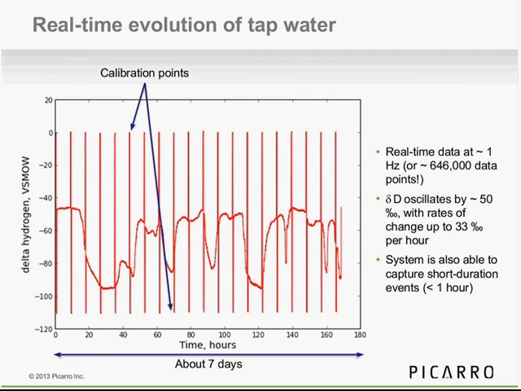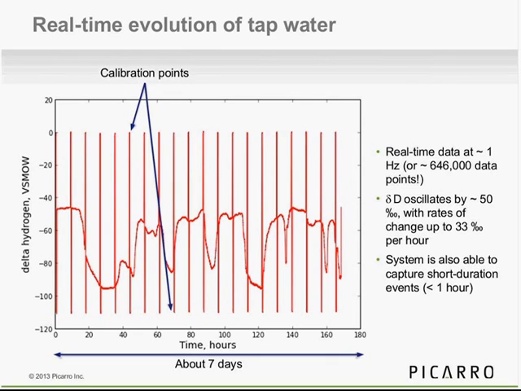So what you're seeing here along the x-axis is about 7 days' worth of continuous, real-time measurements at about 1 hertz cycle rate, so about 64,000 data points. You'll notice this is the deuterium, and you get these spikes up to 0 and back down to about -110. These are our calibration points, so it's automatically switching between calibration standards, one that's about VSMOW, one that's our local deionized water. And then interspersed with that is a real-time measurement of the tap water evolution.